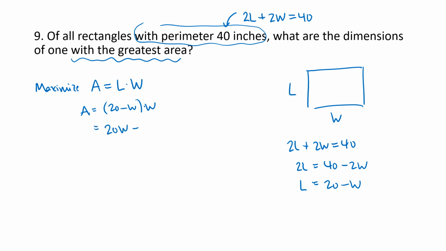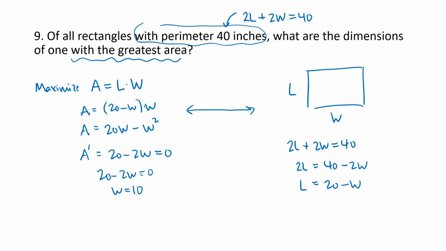I want to take a derivative, so I want to make this as easy looking as I can. So now my A prime is going to be 20 minus 2W. That's never going to be undefined. I set it equal to 0 and solve. That's going to give me W equals 10. Now it's tempting to just stop at this point and say, oh, okay, the width is 10, got it. But I need to test this and make sure that it actually is a max.